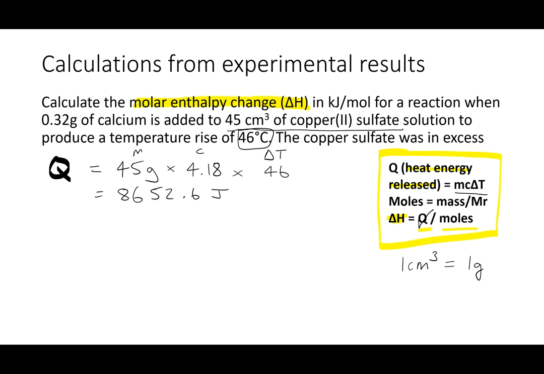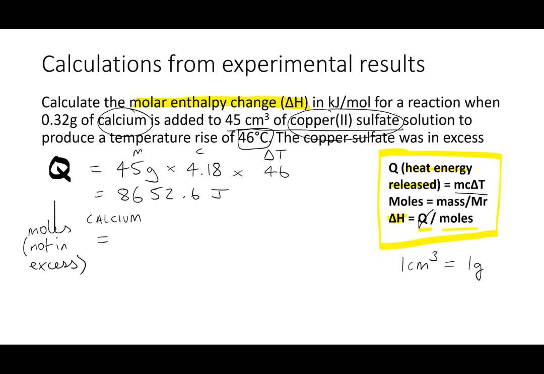We now need to concentrate on working out moles, so how much stuff reacted. Okay, and we work out the moles of what's not in excess. So basically what was used up during this experiment. So it's a reaction of calcium and copper sulfate. And it says here that the copper sulfate was in excess. So that was not used up. What was used up was the calcium. So we're going to work out the moles of calcium in this case.